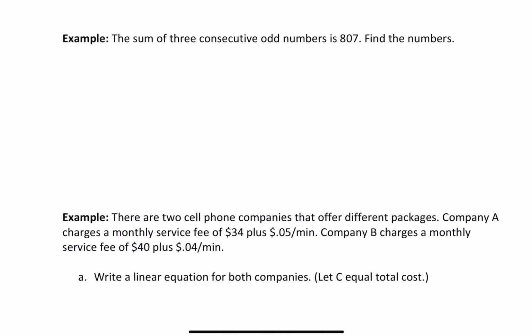Okay, let's look at the next example. This example says the sum of 3 consecutive odd numbers is 807. Find the numbers. So here, when we're talking about consecutive, consecutive means in a row or right in order. And then the other key word here is they have to be odd numbers. So if I start out with the first number, I don't know what it is, let's call it x.